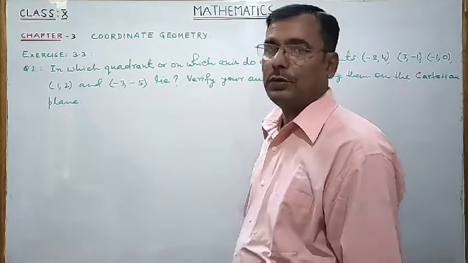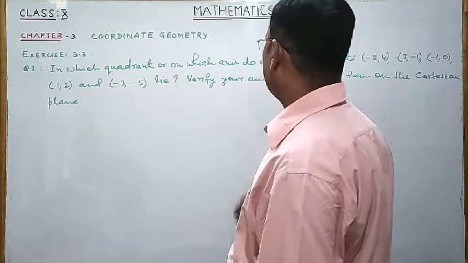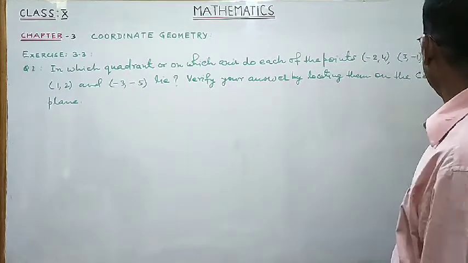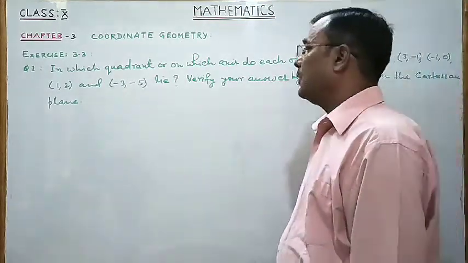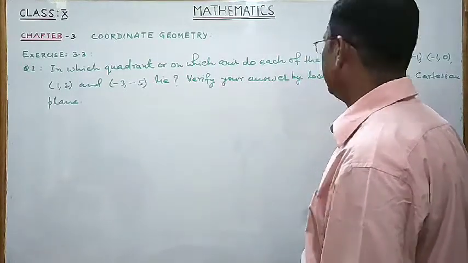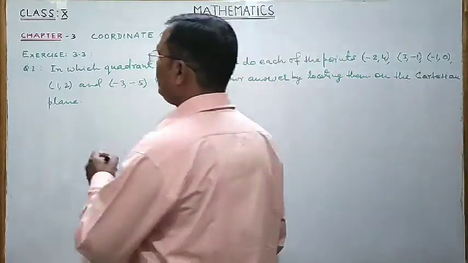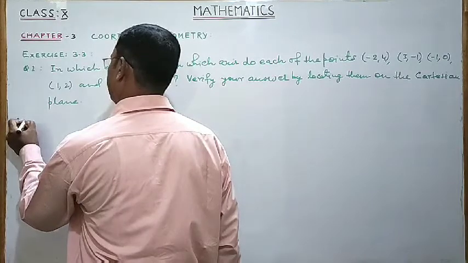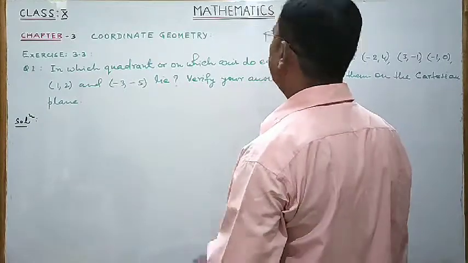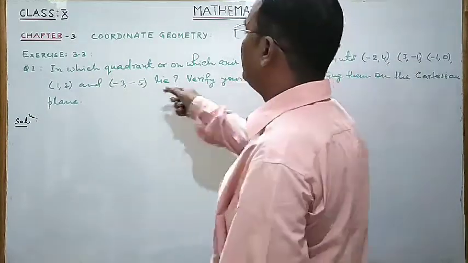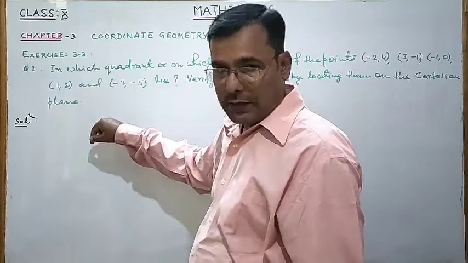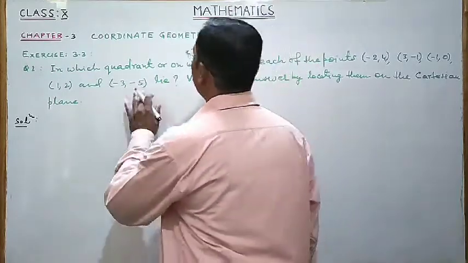Exercise 3.3 question number 1. In which quadrant or on which axis do each of the points (-2, 4), (3, -1), (-1, 0), (1, 2) and (-3, -5) lie? Verify your answer by locating them on the Cartesian plane. So first we have to decide for each of these points they lie in which quadrant or on which axis.